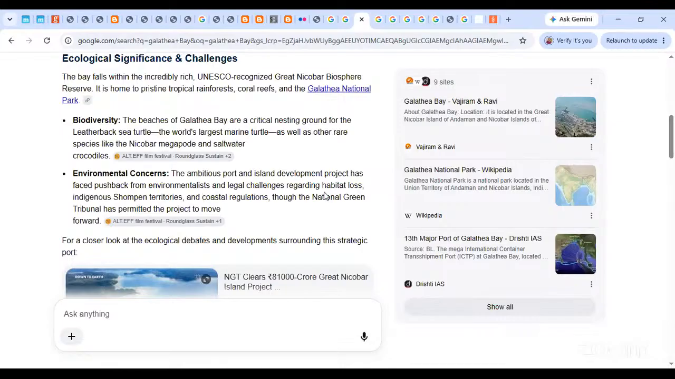And lastly, the environmental concerns would be habitat loss and this indigenous Shompen tribe. Once again, that becomes a problem because you're also going to affect the forest where these people live. So that is also going to be an issue. Even though we have the proper permissions, the National Green Tribunal and all has given permissions, there will always be these environmental concerns. Is this good, people? That should be the general idea.